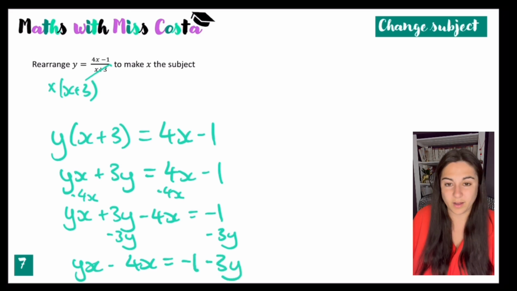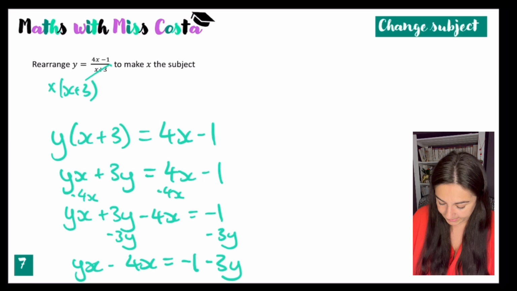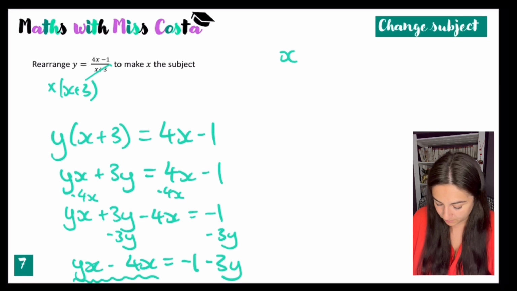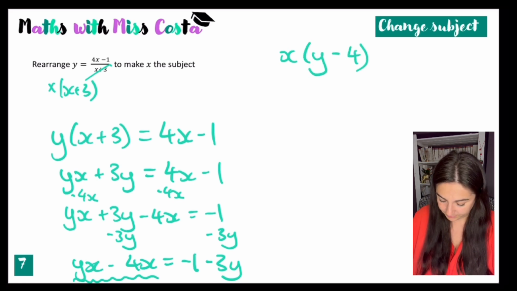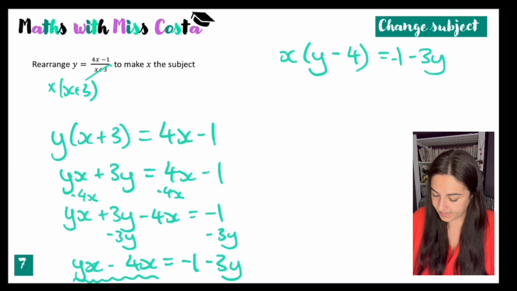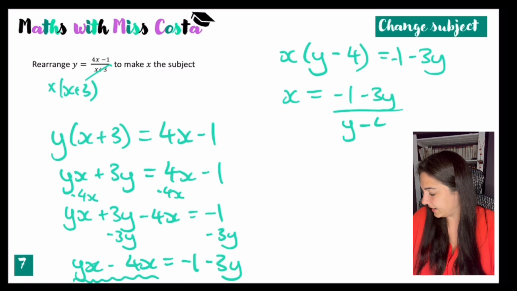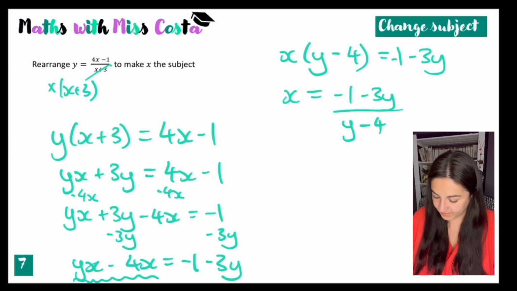Now this is where a lot of people come undone, but all you're doing is you've got two lots of x, two terms that have x in it. So all you need to do is factorize it, and then you've got x on itself. So x is common to both of these terms. So if I factorize it, I'd be left with x brackets y take 4 equals minus 1 take 3y, and then I can just divide both sides by y take 4. And that's all you need to do.